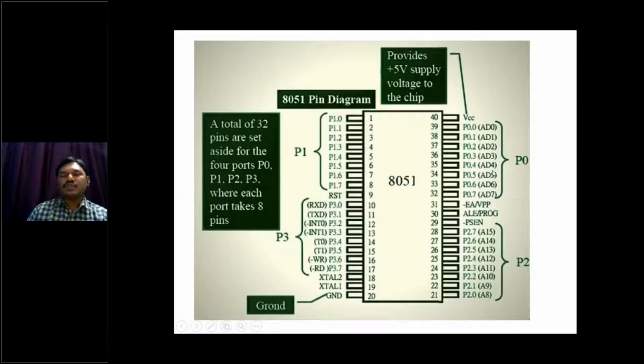Right, this is called port 0 and this is called port 1 and this is called port 2 and this is called port 3. Port 0 is AD0 to AD7 and port 2 is A8 to A15. 8051 has 16 address lines and 8 data lines. Whenever you want to access the memory through the address lines, the data lines are not functioning. So that's why, to design the IC with fewer pins, we are taking multiplexed address and data lines, that is AD0 to AD7. Here A stands for address and D stands for data.